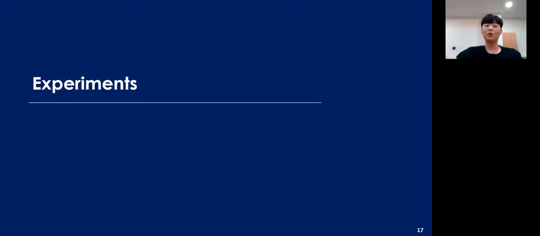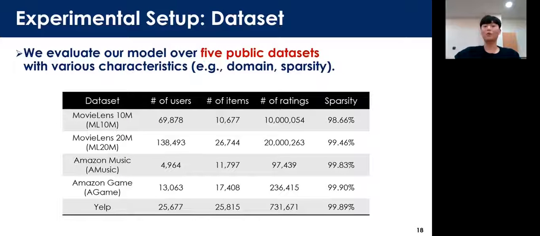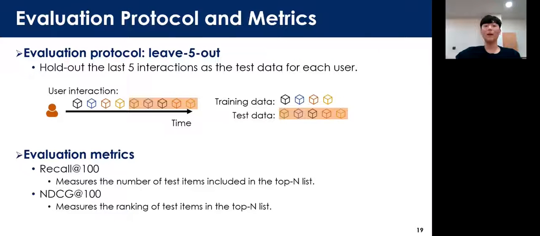Now, let me introduce the experiments. To verify our method, we use several kinds of datasets with various characteristics, such as MovieLens, Amazon, and Yelp datasets. We use the leave-5-out method to evaluate each model. We use the last 5 interacted items as the test set and the remaining items as the training set. Recall and NDCG are used as the evaluation metrics.